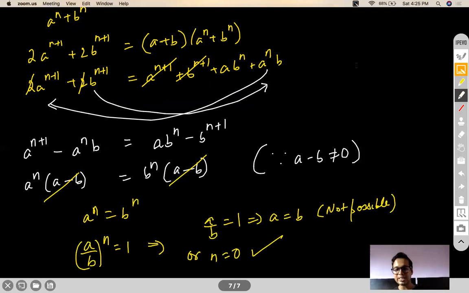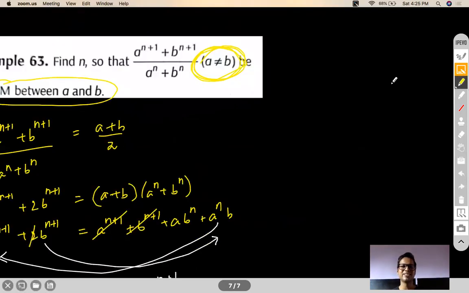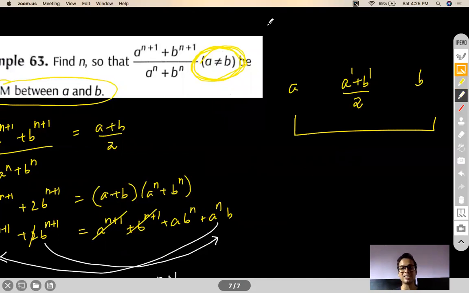Sir, how is it in AP if n is equal to 0? If n is equal to 0, it becomes a to the power 1, b to the power 1 by 2, and b. Isn't this in AP? Aritra, answer yourself. Yes, it was guessable also, Hariharan, but I basically solved it from your school point of view also.